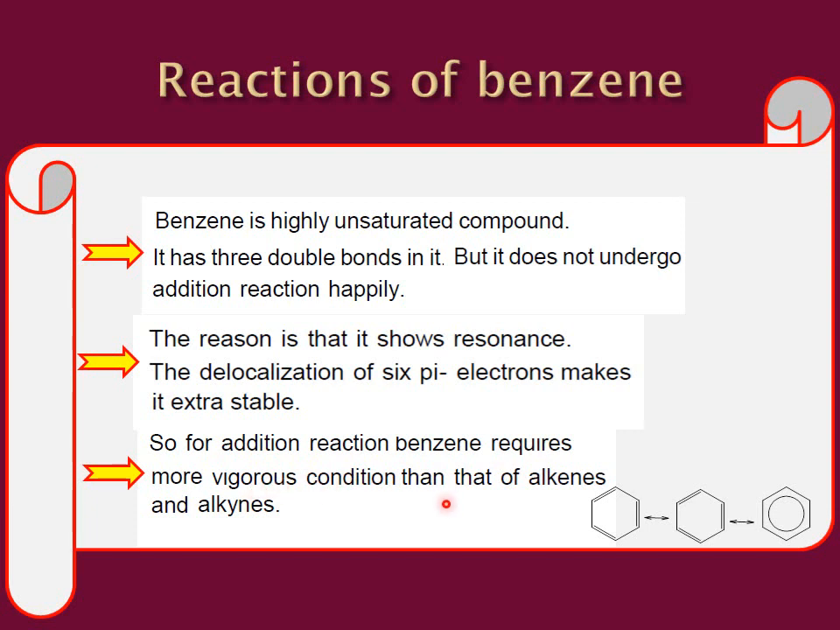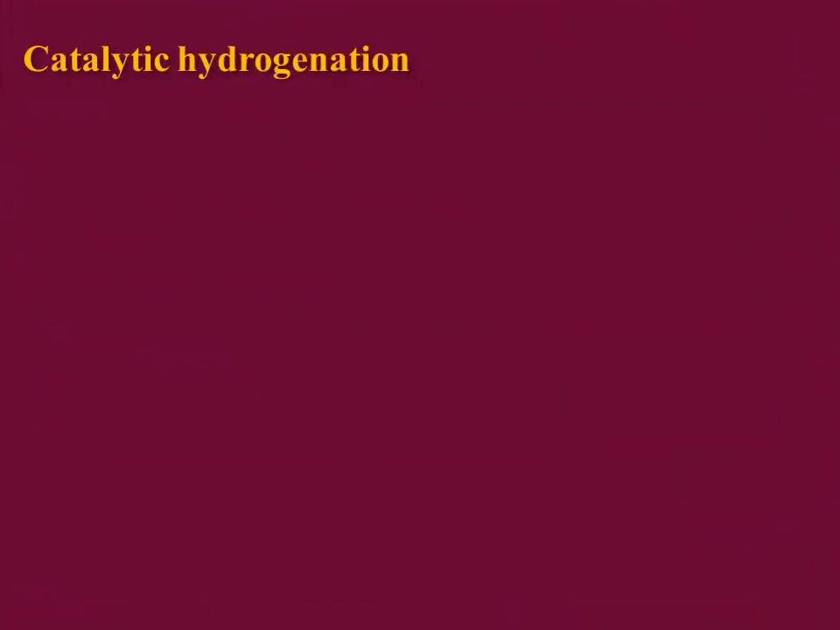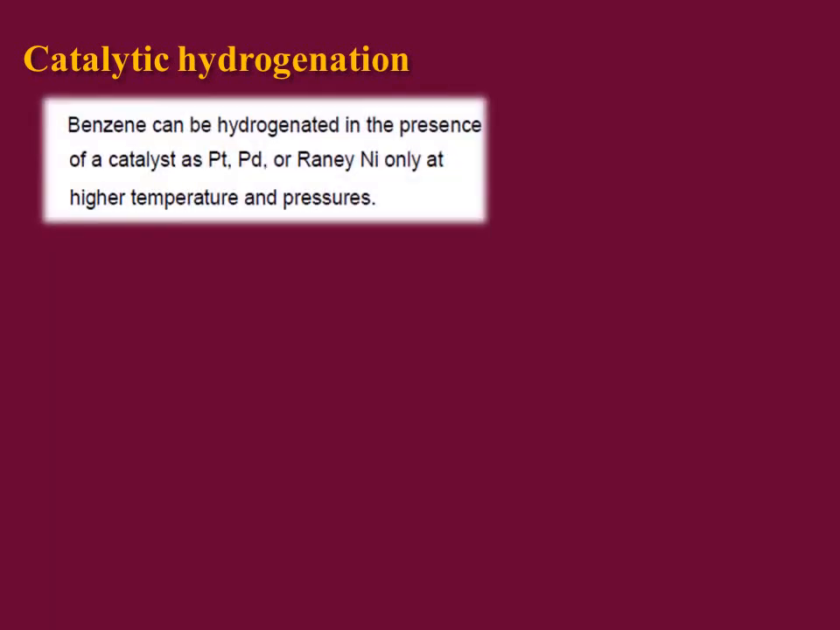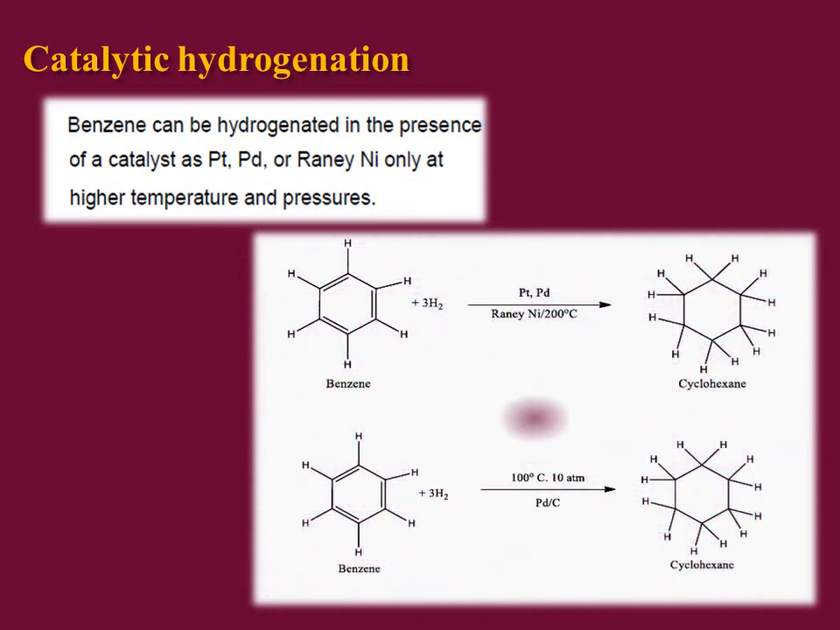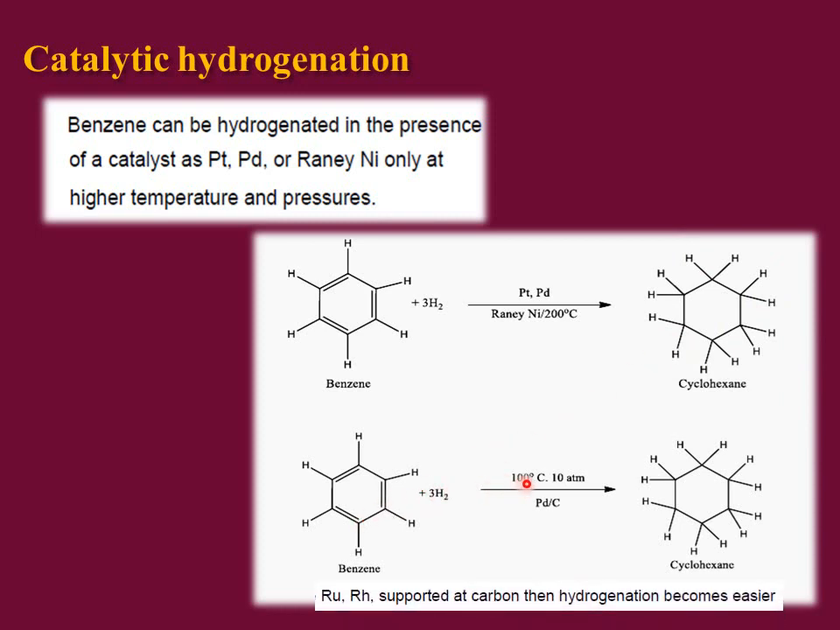Students, let us study some addition reactions of benzene and see what conditions are necessary for this addition. For example, catalytic hydrogenation. Benzene can be hydrogenated in the presence of catalysts like platinum, palladium or Raney nickel only at a higher temperature and pressure. Now you can see this is benzene. By adding hydrogen in the presence of these reagents, it is converted into cyclohexane, a saturated hydrocarbon. Similarly, this hydrogenation can take place at 100 degrees Celsius, 10 atm pressure, with platinum supported on carbon. It also converts into cyclohexane.